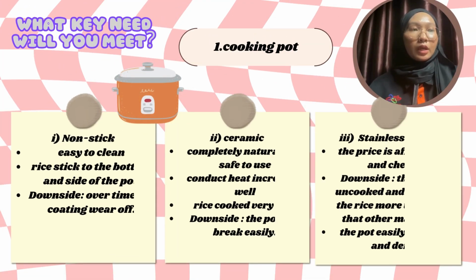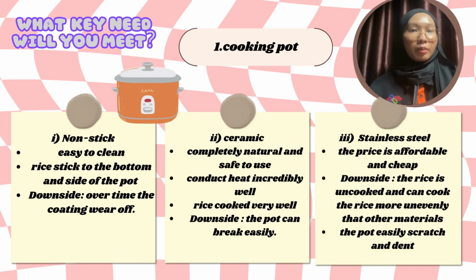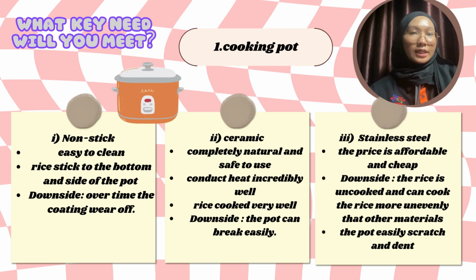What key will you look for in the cooking pot? There are three types of cooking pot. First is non-stick, second is ceramic, and last but not least is stainless steel. Every kind of cooking pot has pros and cons. For stainless steel, the price is affordable and cheap. Downside, the rice can be uncooked, and it cooks the rice more unevenly than other materials. The pot is easily scratched and dim.